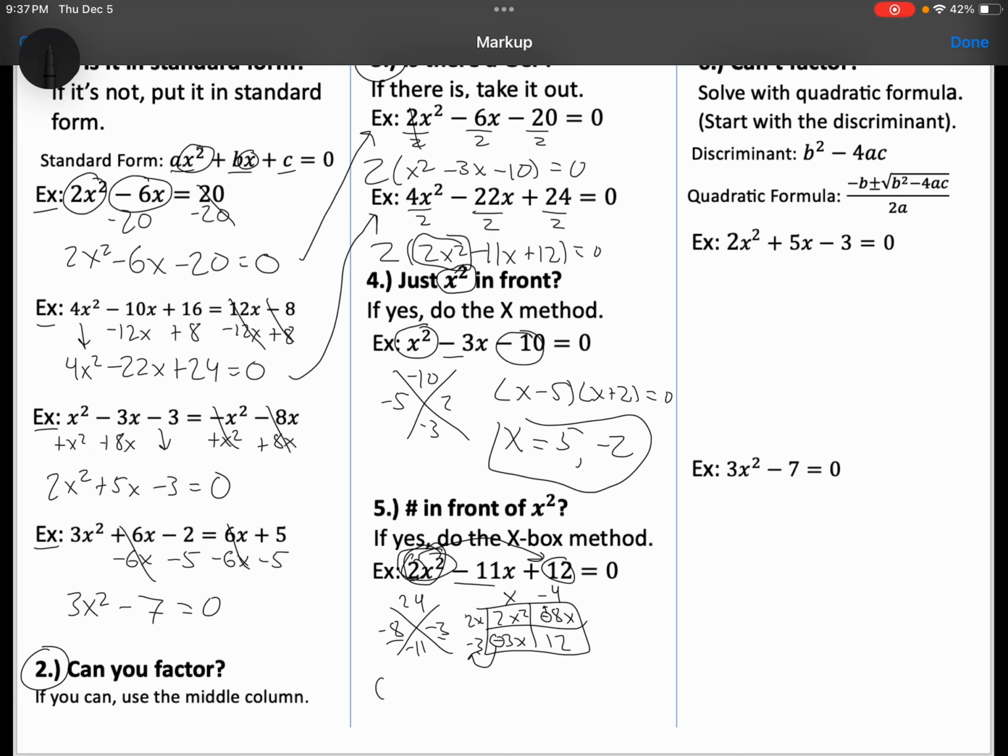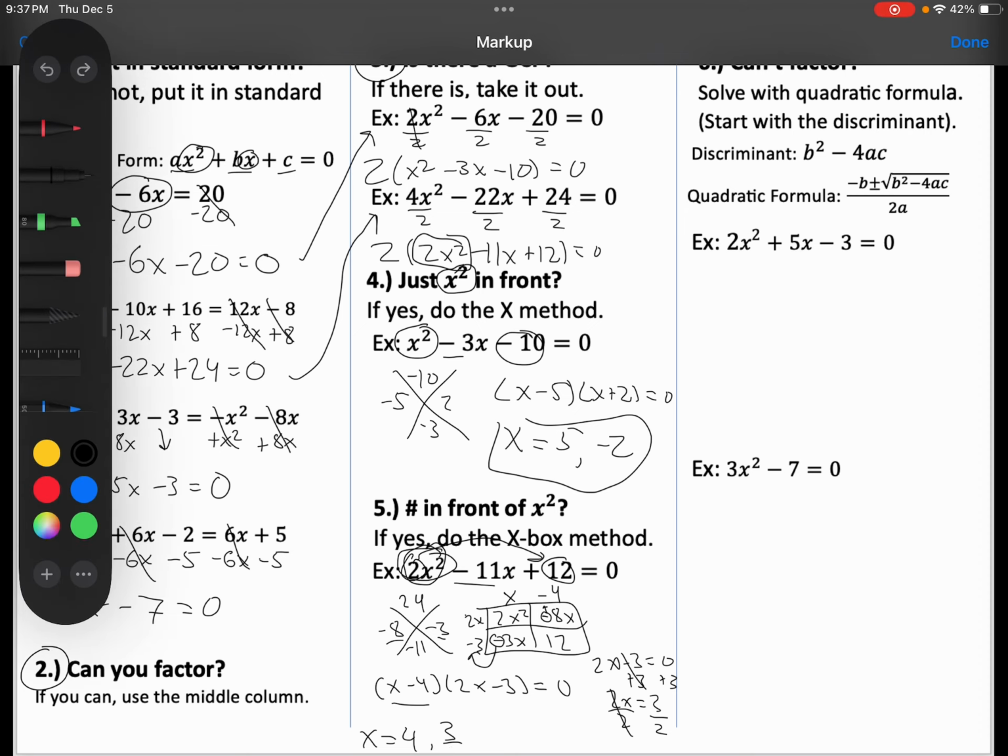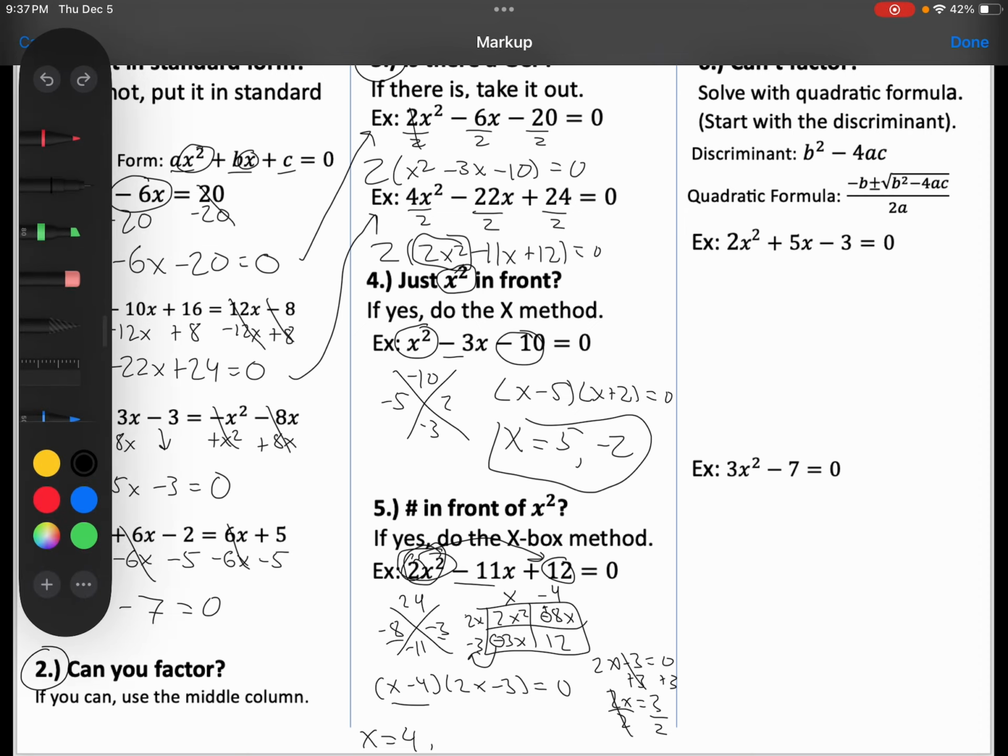So we're going to have the factors x minus 4 and 2x minus 3 equals 0. For the x minus 4, this one will give me that x equals 4. For 2x minus 3, I'll solve that over here. 2x minus 3 equals 0. I would add 3, give me 2x equals 3. Divide by 2, and that'll give me x equals 3 halves. Looks like I didn't give myself enough room there. x is going to be equal to 3 halves. So x equals 4 and 3 halves for this problem.